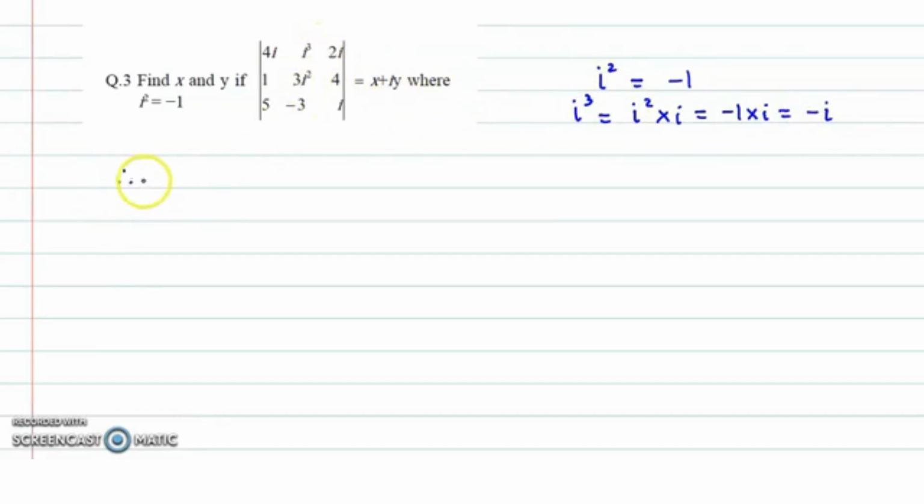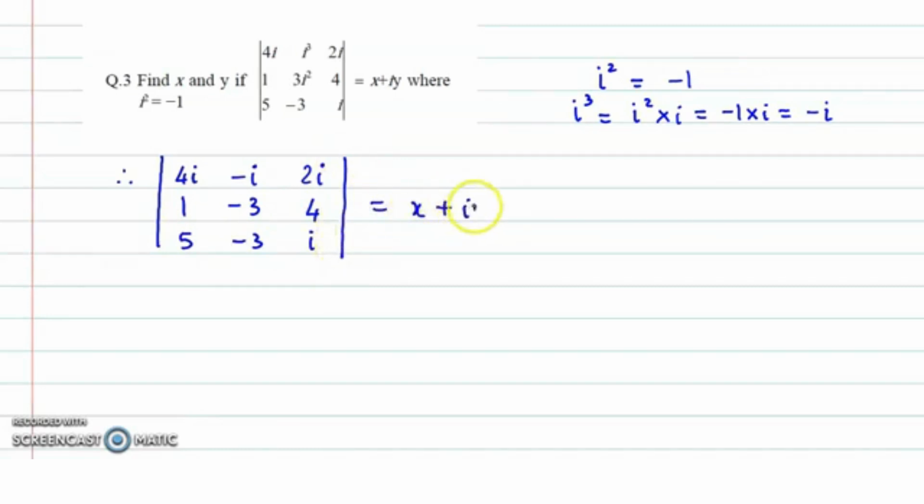So therefore we get determinant of 4i, as it is. i cube is -i, तो यहाँ -i लिख देते हैं. Then we have 2i, then 1, 3 into i square is -1, तो ये हो जाएगा -3. Then next is 4, फिर आएगा 5, then -3i, is equal to x plus iy.